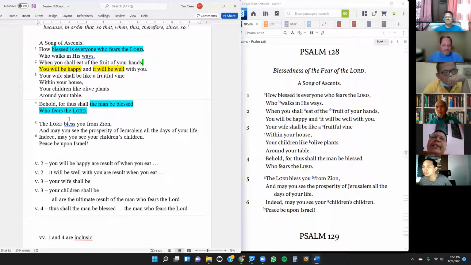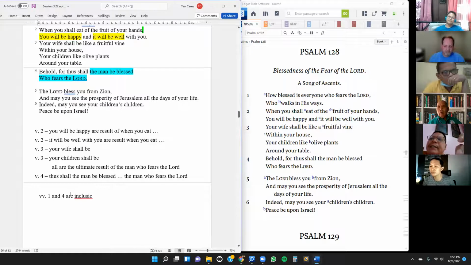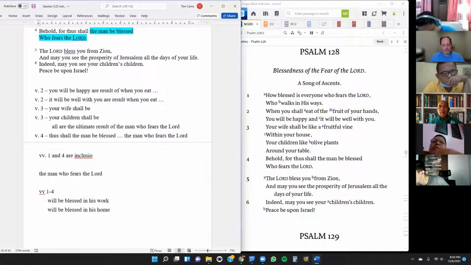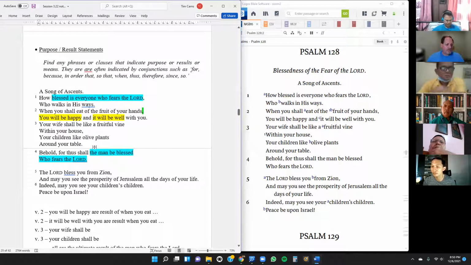In making the summary or the result statement, can we make it a summary as: the man who fears the Lord will be blessed in his home or in his work, something like that? Yeah. The man who fears the Lord will be blessed. I just divided it: be blessed in his work, will be blessed in his home. Yeah, that's verses 1 to 4. All right, good. Very good. Hopefully that makes sense. Any other final questions on this?